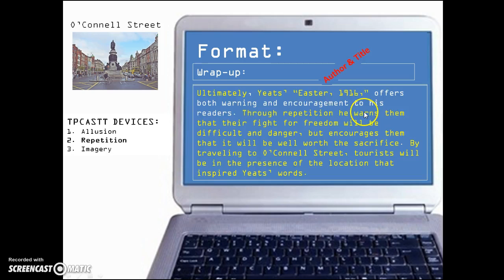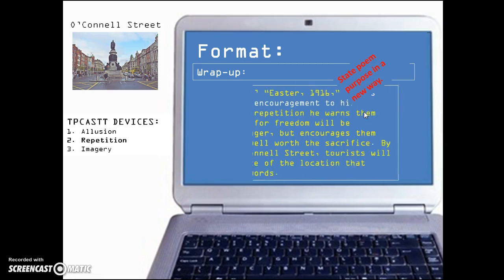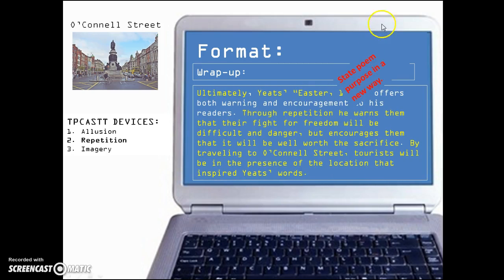And you see that right here. Next, you want to state the poem's purpose in a new way. "Through repetition, he warns them that their fight for freedom will be difficult and dangerous, but encourages them that it will be well worth the sacrifice." We've already said this before, but we're saying it one more time in a new way to make sure our readers fully understand.